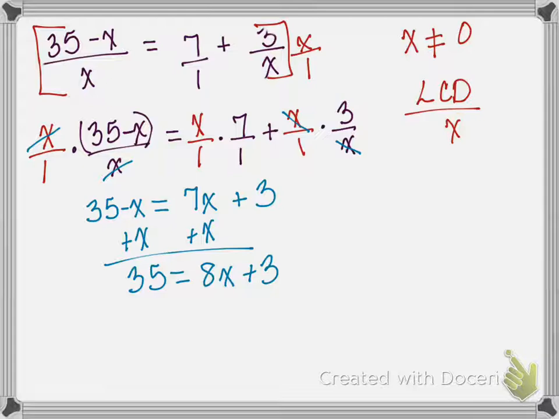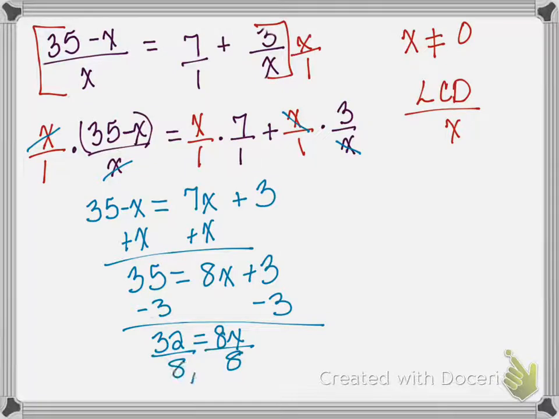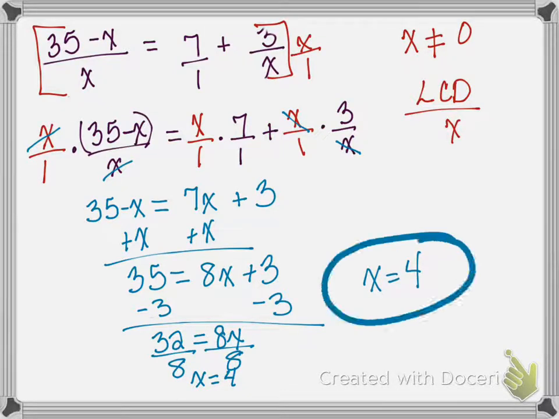What do I do now? Good. So I subtract 3. 32 equals 8x. What is my x value? Good. So x equals 4. Is that the number that makes x undefined? No, so we're good. So my answer is 4.